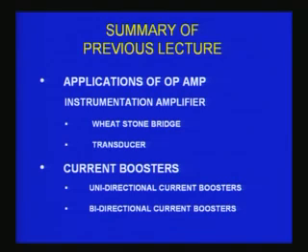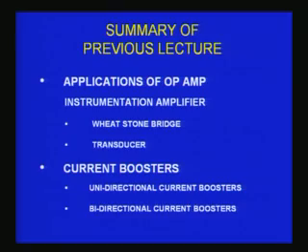Then as the second application, we also saw the current boosters. The basic capabilities of the operational amplifier are limited in terms of the output current. In order to boost the current to much higher values like 1 ampere or even larger, we must make use of what are known as pass transistors, and we discussed the various configurations, for example unidirectional current boosters and bidirectional current boosters, last time.